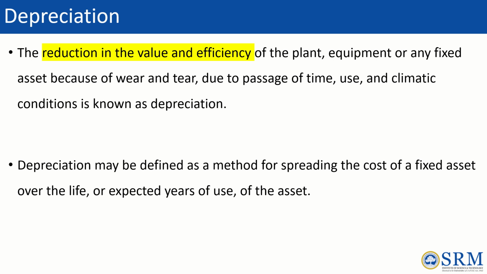Let's first establish a formal definition for depreciation. Depreciation refers to the continuous reduction in the overall monetary value and operating efficiency of the plant, piece of machinery, or any fixed asset. This decline happens naturally due to physical wear and tear, the passage of time, routine operational usage, and changing climatic environmental conditions. From an accounting perspective, depreciation is a systematic method utilized to spread the initial capital cost of a fixed asset over its expected useful life or years of service.